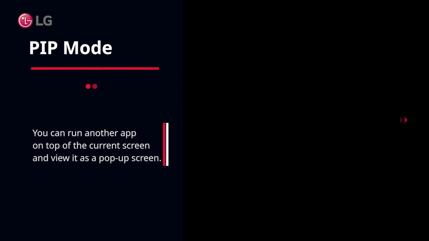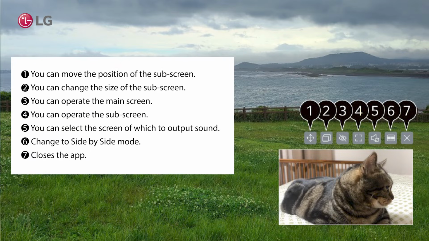In PIP mode, you can run another app on top of the current screen and view it as a pop-up screen. Let's learn how to use it. With icon 1 you can move the position of the subscreen. With icon 2 you can change the size of the subscreen.